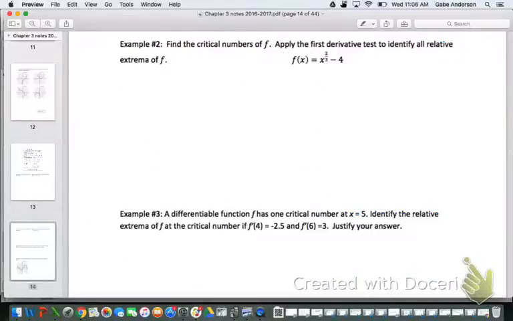And the previous one, it does say find the critical numbers of f. So I want you guys to take a minute and do that. Find the critical numbers of f. And then we'll work on the first derivative test and all the sign changes and what may or may not happen.